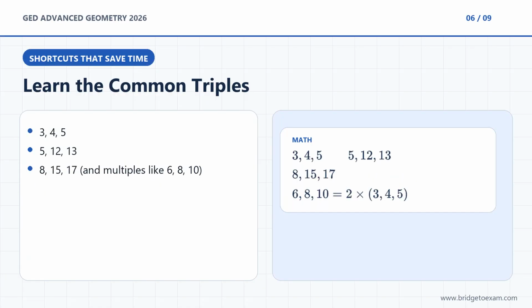Some right triangles show up again and again on the GED, and memorizing them saves precious time. These are called Pythagorean triples. The most common are 3, 4, 5; 5, 12, 13; and 8, 15, 17. If you see two of these numbers as the legs, you can write down the third instantly without any calculation. Their multiples work too, like 6, 8, 10, which is just 3, 4, 5 doubled.